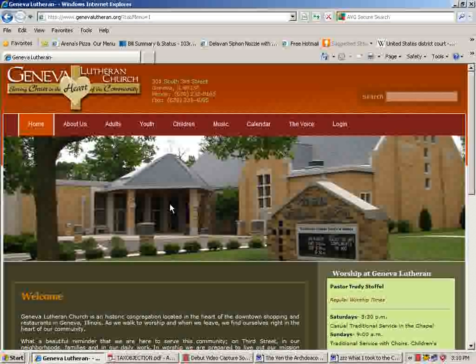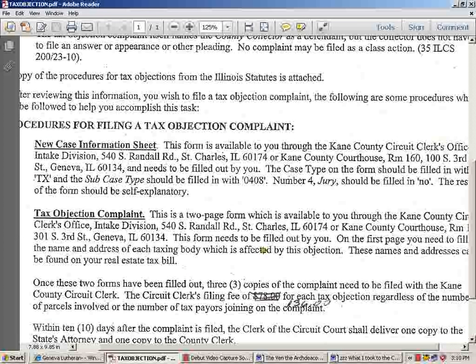So this is huge, man. Those who don't think that the church and the state are tied together, the Kane County Courthouse, room 160, 301 South 3rd Street, is in a Lutheran church.